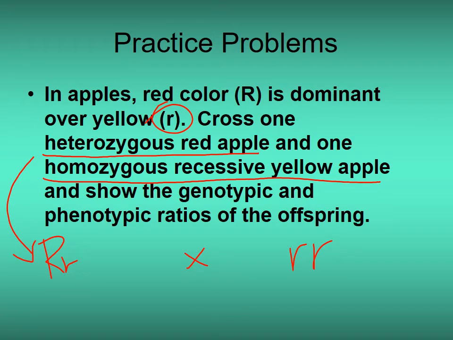So we're crossing a big R, little r with a little r, little r, and it's asking what are the genotypic and phenotypic ratios of the offspring. So we're going to need to do a Punnett square. Let's go on to the next slide, and I can do that for you. Again, we have big R, little r crossed with little r, little r. I'm going to make my little Punnett square.